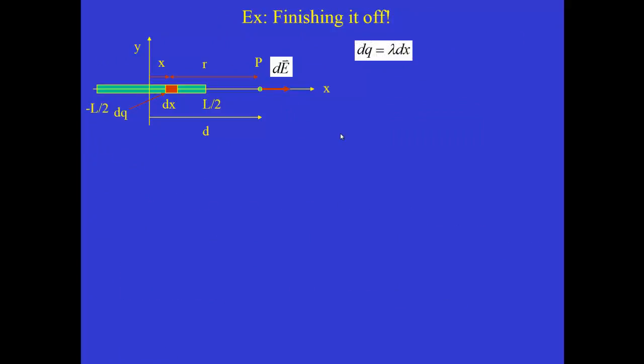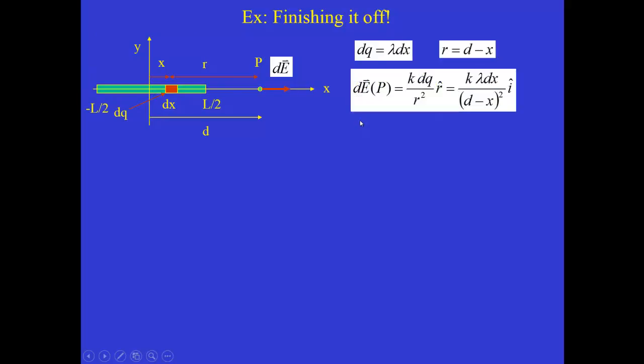So, finishing it off, here's where we started before. We wrote down what dE was. We're going to have to substitute in for the dq, and since this is a one-dimensional case, dq, the amount of charge on that little element, is equal to the charge per unit length lambda times dx, which is the length of this element. And then the r that goes into the denominator for the electric field expression, you can tell pretty easily that that distance r is the distance d minus the distance x. So we write it as d minus x.